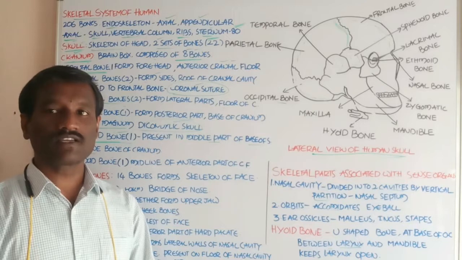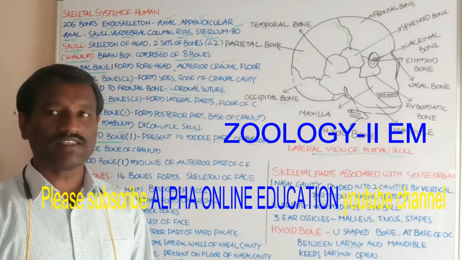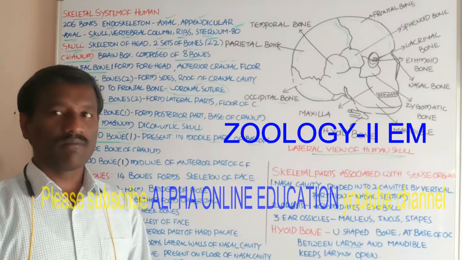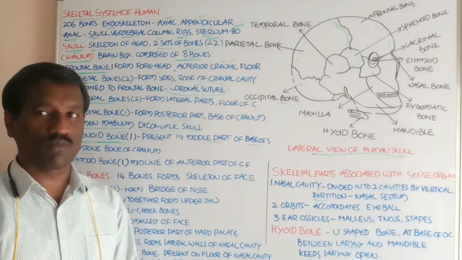Why is it called the keystone bone of the cranium? This bone articulates with many bones of the cranium, so it is called the keystone bone.